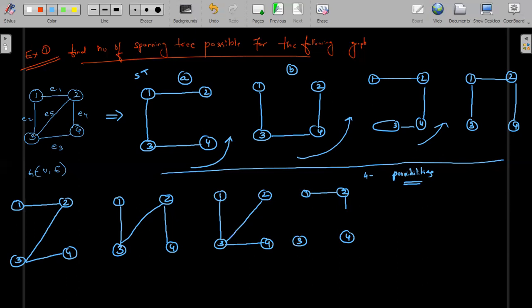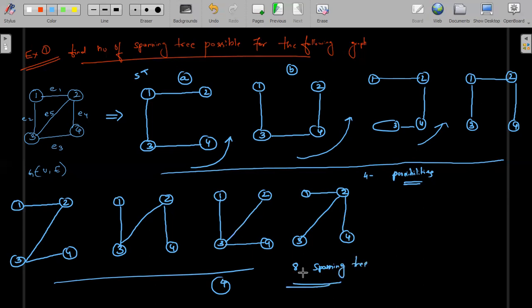This is also possible. Here also 4 possible. Here also 4 possible. Nothing but totally, 8 spanning trees we are getting. Yes or no? Totally we are getting 8 spanning trees.